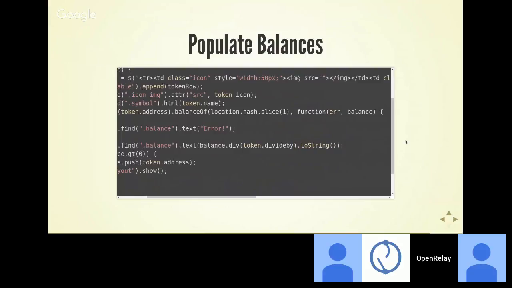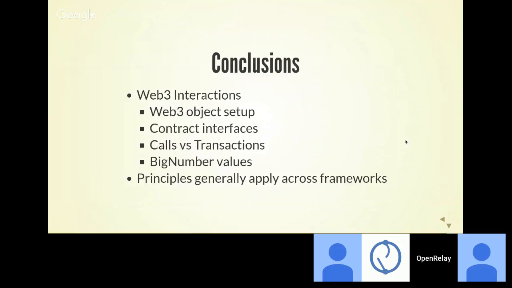So anyway, that's big number objects, and don't make the mistake of thinking that when you get a result back from a Web3 API call you're going to have a conventional JavaScript integer. You need to interact with it through big number methods instead of symbols like plus and minus and divide.